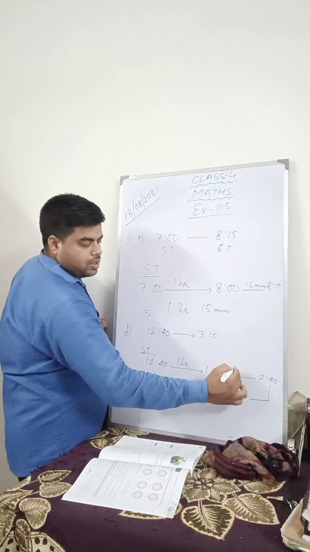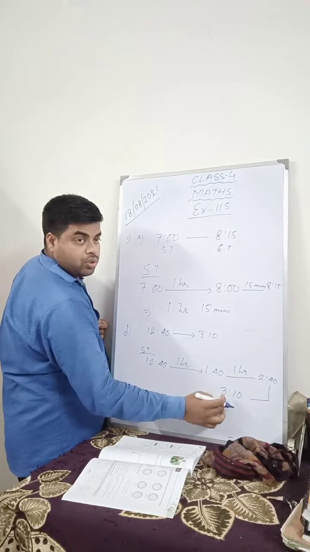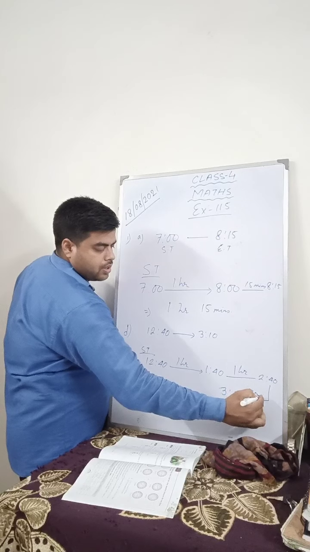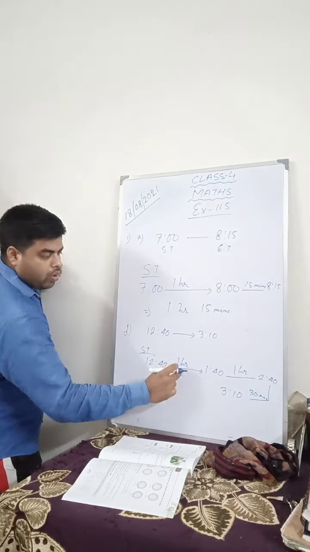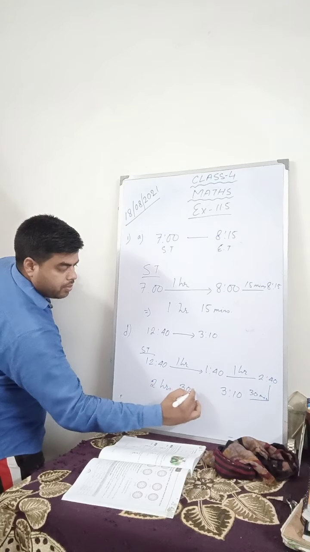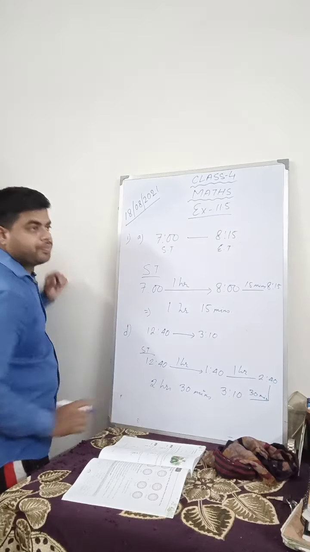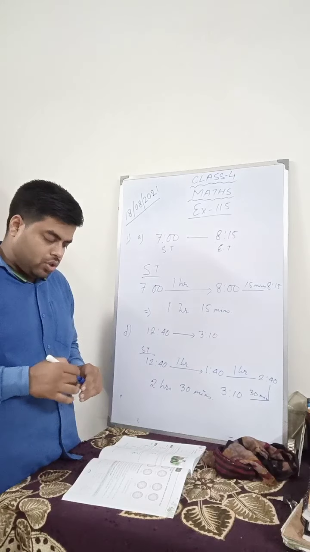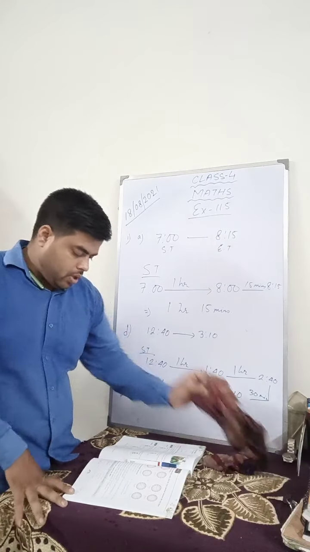Now 12:40 to 1:40 is 1 hour. 1:40 to 2:40 is 1 hour. 2:40 to 3:10 is 30 minutes. So your answer is 1 plus 1, 2. That is 2 hours 30 minutes. I hope all of you have understood. Now let us go for question number 2.